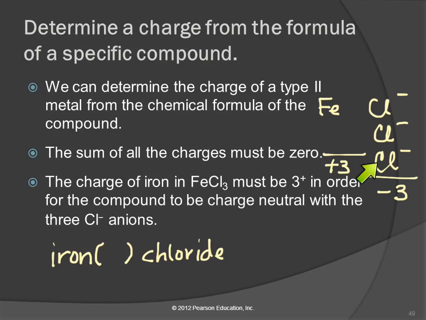I've got the number of these, 3 of them, from this formula. That's what I'm starting with. I've got the charges from the position on the periodic table. 3 times -1 gives me -3. That means that I must have +3. This +3 is divided over just 1 ion, so it must be +3. Therefore, that is iron 3 chloride.